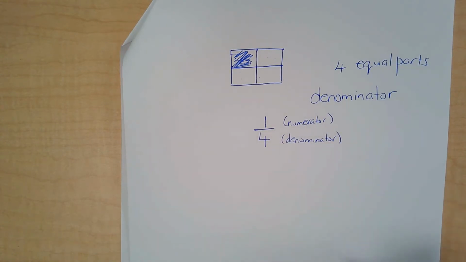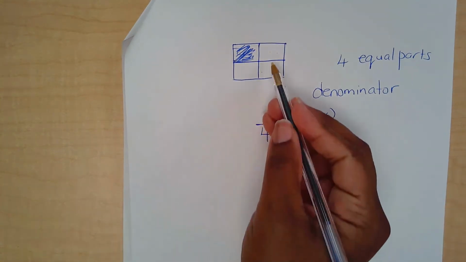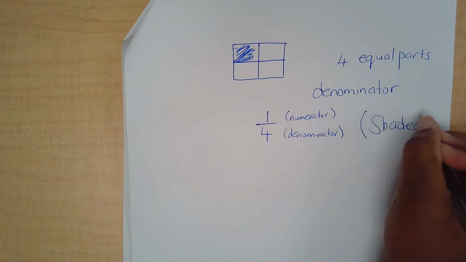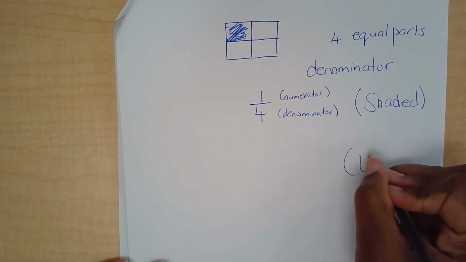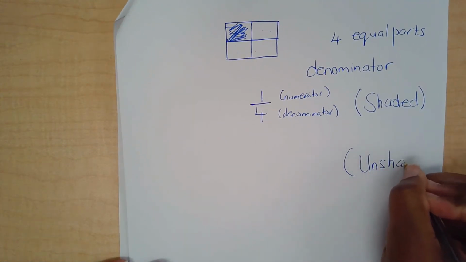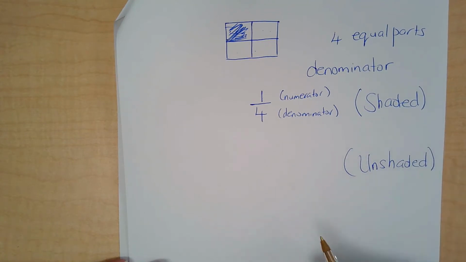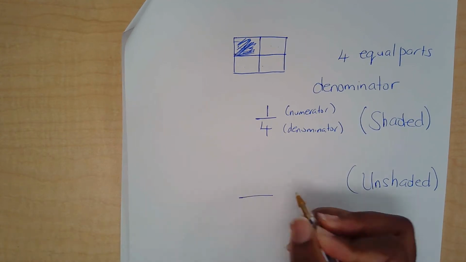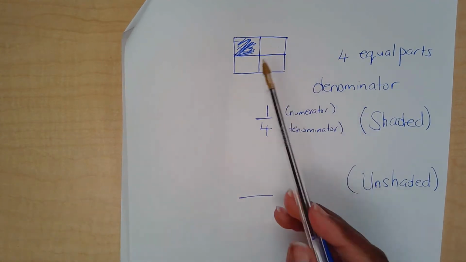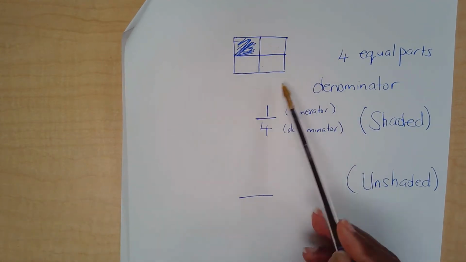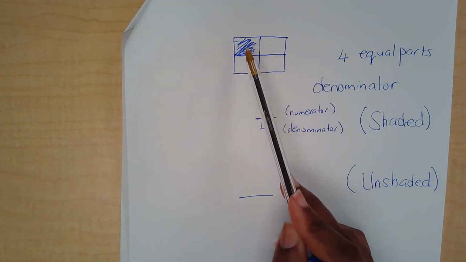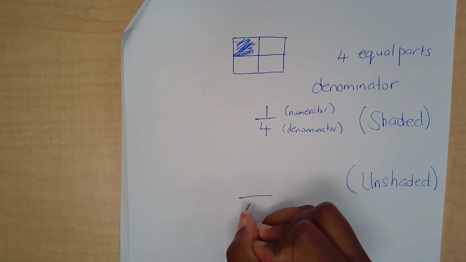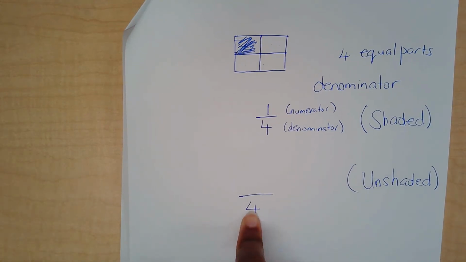Now, sometimes you may be asked, what is the fraction of the unshaded? And let me make sure I write this. This is for the shaded. You might be asked, what is the fraction for the unshaded? And the same thing would apply. Find the denominator first. The denominator is still 4 because it's still 4 equal parts: 1, 2, 3, 4. So, bam, we have our denominator.